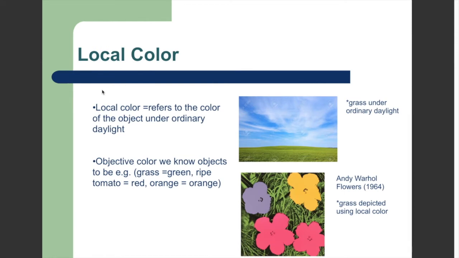Okay, so local color refers to the color of the object under ordinary daylight. So under ordinary daylight, grass is green, oranges are orange, ripe tomatoes are red. You can also think of local color as the color that you would associate with the object, or the color that's intrinsic to the object. So on this work on the bottom, Andy Warhol uses the local colors of these objects. So he uses local color of grass, uses local color of these flowers.